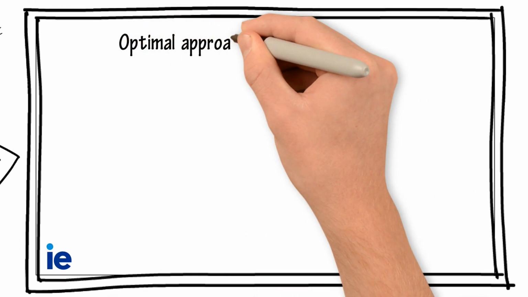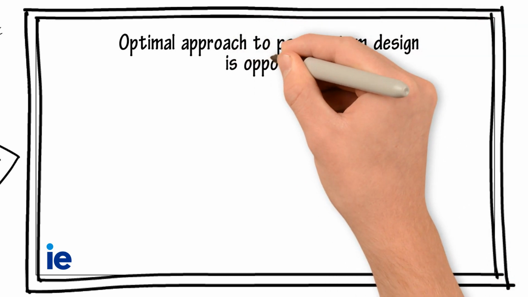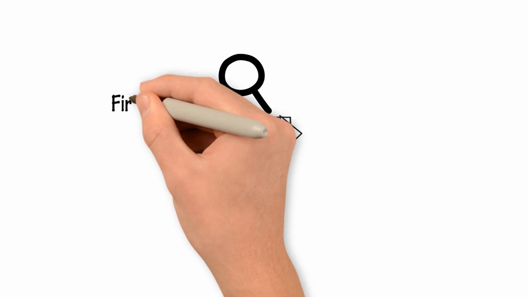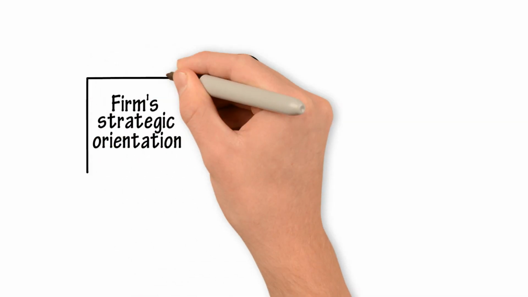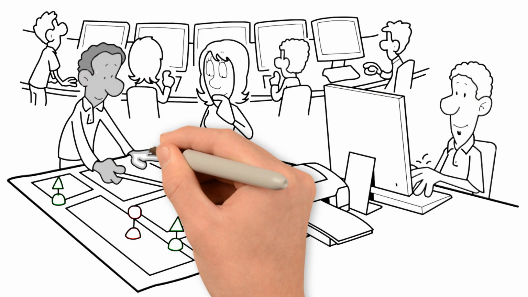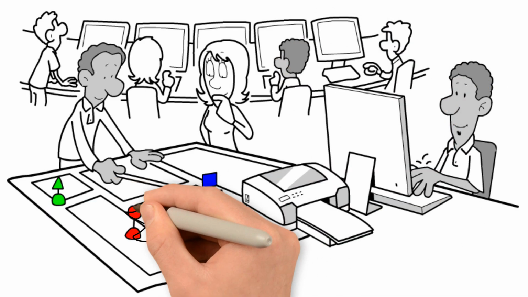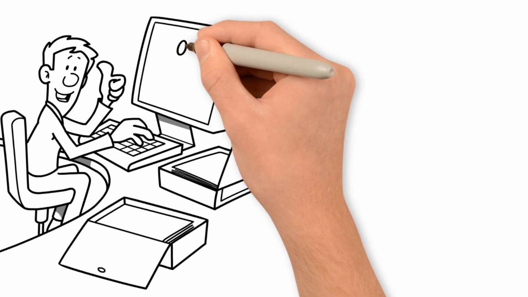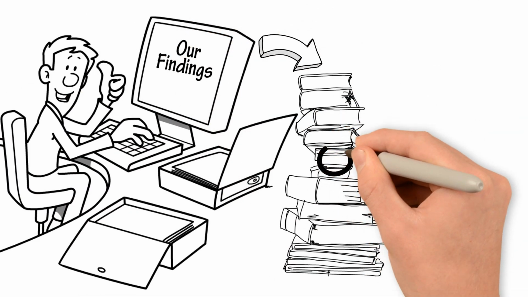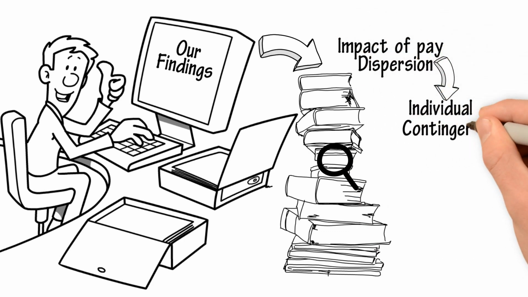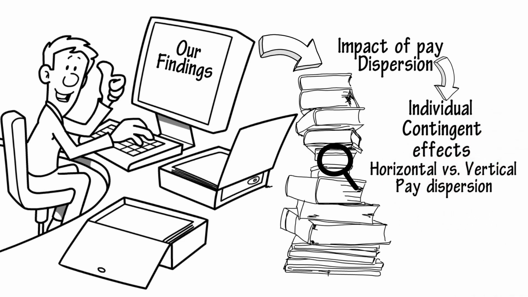As a whole, our results indicate that the optimal approach to pay system design is almost opposite in companies with these two strategic orientations. This paper extends prior research on the fit between firm strategic orientation and pay system design. Our study supports recent theorizing suggesting that firms need to take into account the social influences of their pay system design. Furthermore, our findings suggest that some discrepancies in earlier research on the impact of pay dispersion could be resolved by looking at their individual contingent effects on firm performance.